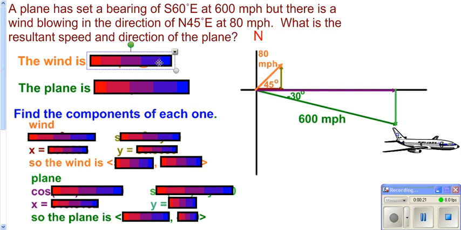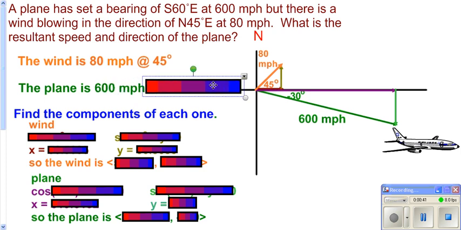Well, for the most part, we have our wind going at a 45-degree angle because if you are going north for your wind and rotating 45 degrees in the eastward direction, that's really 45 degrees from standard position. Your plane is going 600 miles an hour, really at a minus 30 because it says south 60 degrees east. So you go south, rotate 60 degrees in the eastward direction. So that means this angle right here is 60. So that means you're 30 below the axis, or negative 30.